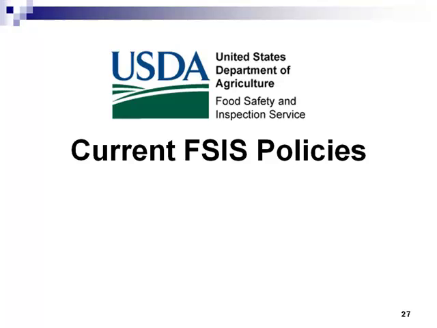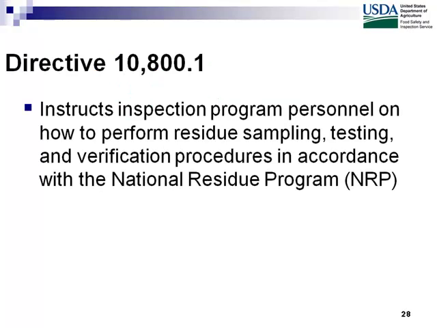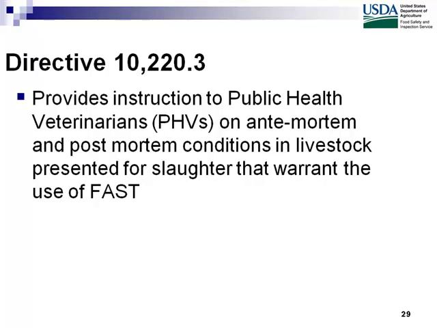There's also, we talked about at the beginning, FSIS, where the regulation authority comes from. We also have a lot of policies that are based on the Federal Meat Inspection Act and that are based on those regulations. So we have directives and we have notices. There are directives like this one that goes right to the detail of how to perform the residue sampling and the verification procedures to perform in accordance with the National Residue Program. We have the directive that advises and instructs veterinarians on antemortem inspection and postmortem inspection, so that they are recognizing those animals that they should be testing.